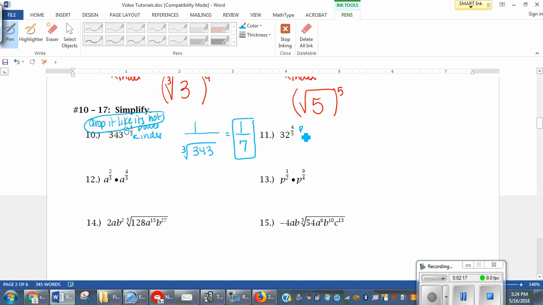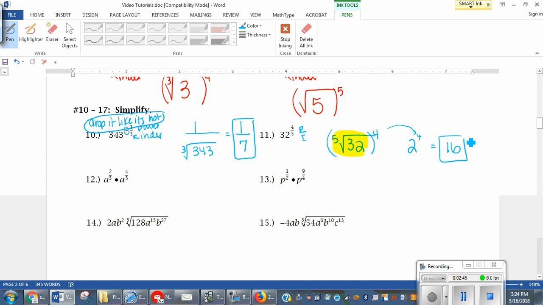Okay, so remember power, index. We've got the 5th root of 32, and now this time it's to the 4th power. Well, I want to simplify underneath first. So the 5th root of 32 will become 2. Don't forget about your power of 4. We haven't done that yet. And 2 to the 4th is 16.